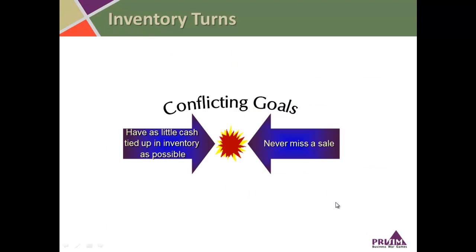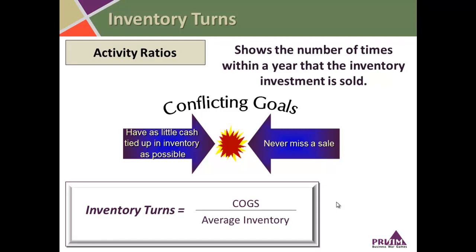Let's talk about an activity ratio, inventory turns. When you're analyzing inventory, you really have two conflicting goals. You don't want too much inventory on hand, but you also don't want too little. So this metric helps you assess that, inventory turns. It's very commonly used by companies that carry inventory. So it's telling you broadly how many times a year your inventory investment is sold through.